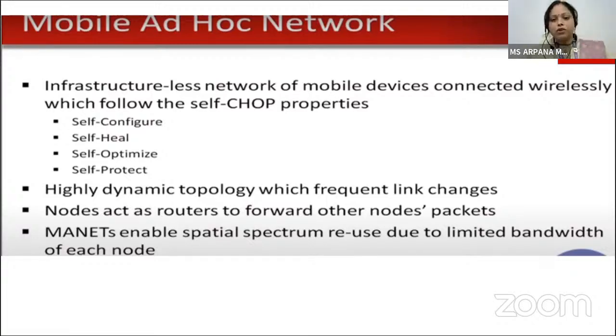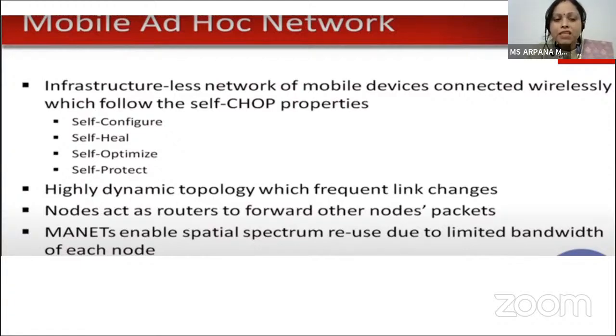In these types of ad hoc networks, there are self-CHOP properties. So, what are these self-CHOP properties? Self-CHOP means self-configuration. C indicates configure, H indicates heal, O indicates optimize, and P indicates protect. So self-configure, self-heal, self-optimize, self-protect. So mobile ad hoc networks are following self-CHOP properties.